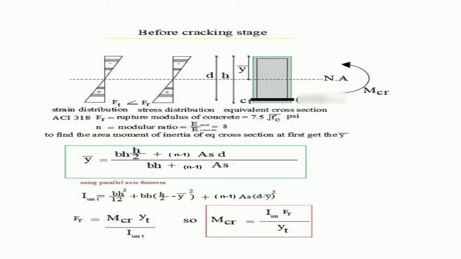To calculate the neutral axis and the stress distribution, at first we have to calculate the position of the neutral axis. But we have a problem, we have two materials, the steel and the concrete. In this case we have to convert the cross section to an equivalent cross section, as with any composite section. So we will change the area of steel by n-1 times AS, where N is the modular ratio. It equals ES divided by EC, where ES is the modulus of elasticity of steel and EC is the modulus of elasticity of concrete.